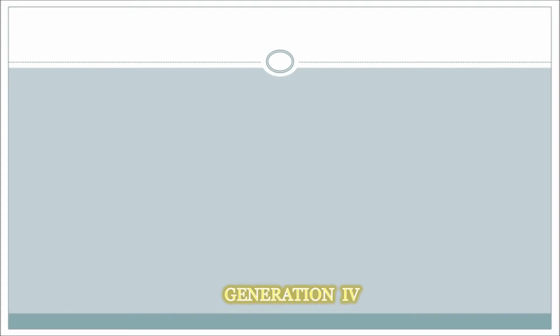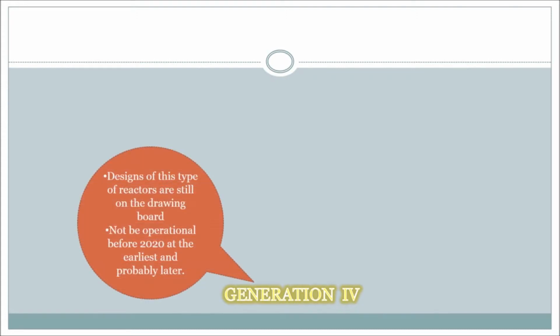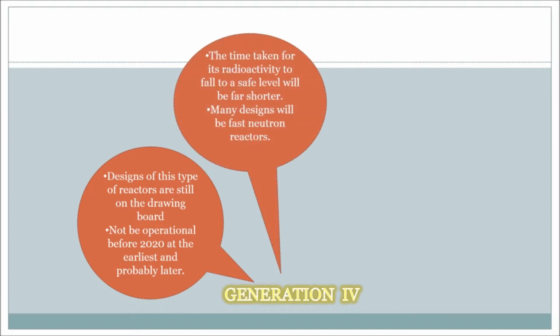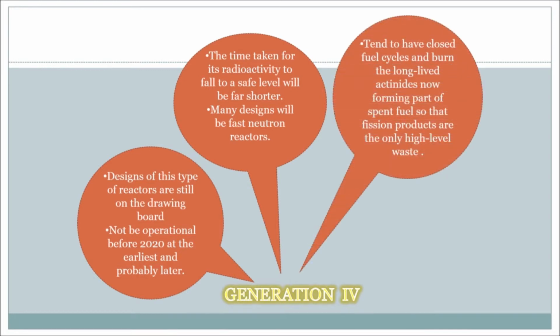In the fourth generation, the designs of this type of reactor are still on the drawing board. It will not be operational before 2020 at the earliest and probably later. The time taken for its radioactivity to fall to a safe level will be far shorter. Many designs will be fast neutron reactors. They tend to have closed fuel cycles and burn the long-lived actinides, now forming part of spent fuel, so that fission products are the only high-level waste.